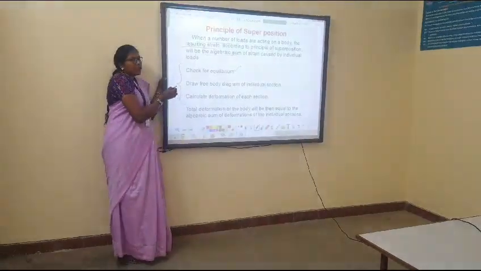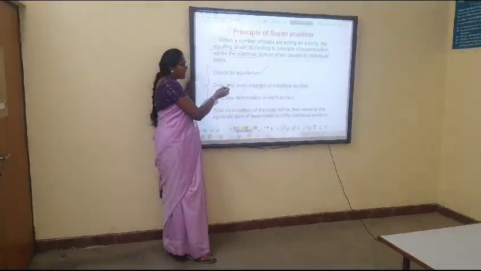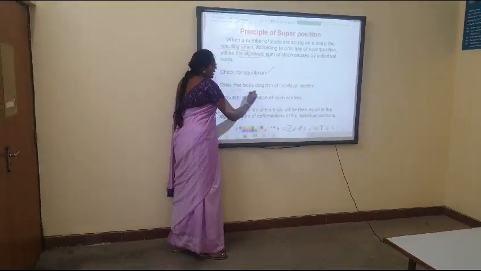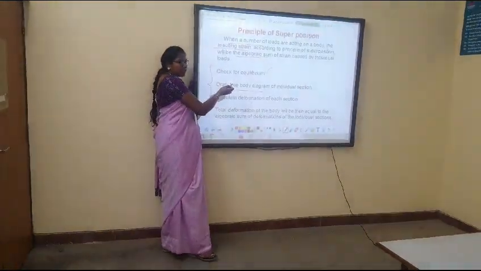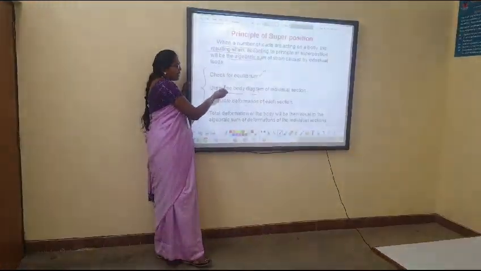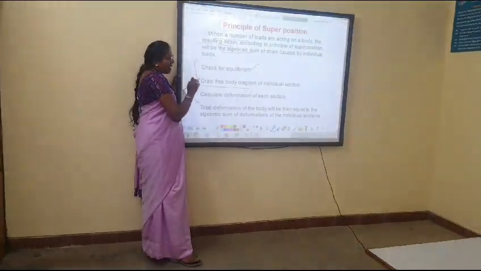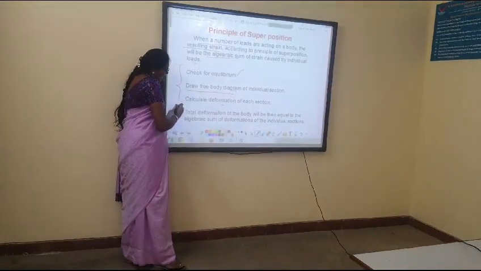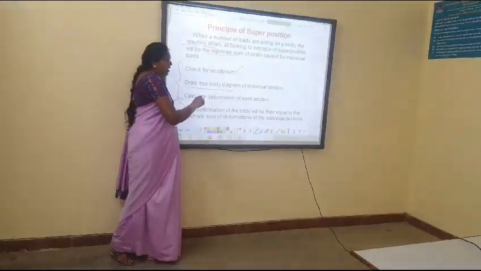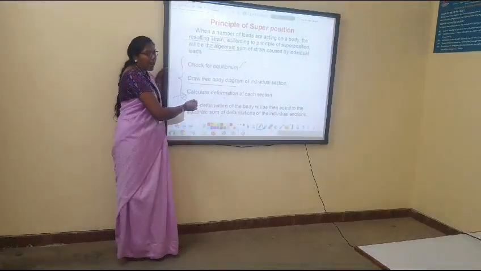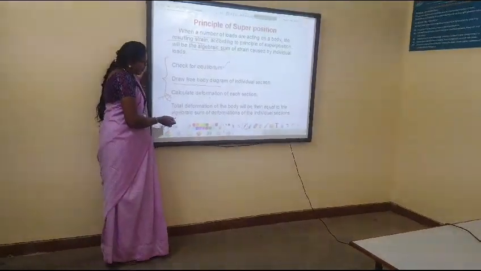The second task, you have to divide the system into individual sections, individual parts. That is, you have to draw the FBD, that is free body diagram. This is what we learned in the previous topics. What is free body diagram? A free body diagram is a diagram which shows only the forces acting on the particular part or particular system. And finally, you have to calculate the deformation for each part or section, and you have to add it. You will get the answer for resultant strain. So this is the principle of superposition.